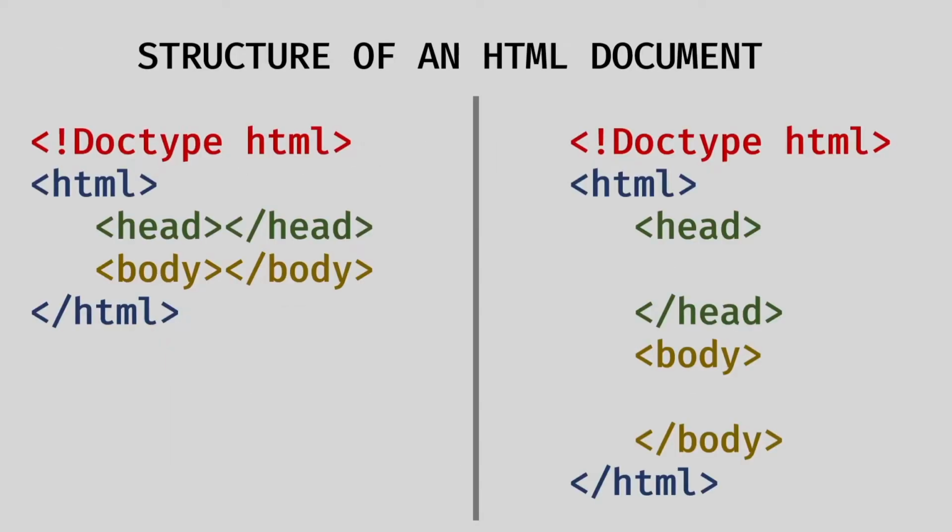Okay, so now let's have a look at the structure of an HTML document. Now, as you can see on your screen, I have one structure on my left and another structure on my right. Okay, so there's no difference here. The only difference is that I added extra spaces to the structure on my right just to make things more clear. Okay, so the first thing you have to take note of is this doctype HTML declaration. Now, this declaration statement tells the browser the type or the version of HTML we are using or we are coding in.